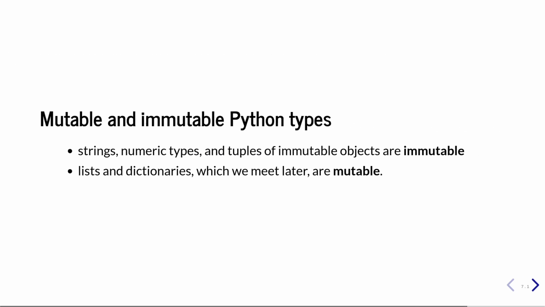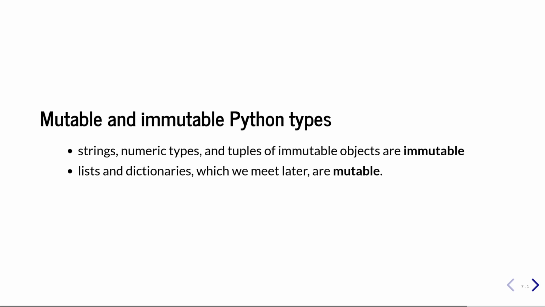So let me just tell you which Python types are mutable and which are immutable. If you have a string or a numeric type, so an integer or a float, and a tuple of immutable objects, all those things are immutable variables in Python. So you can't modify a string after you've created it, and you can't modify a tuple of immutable objects, for example, a tuple of integers, after you've created it.